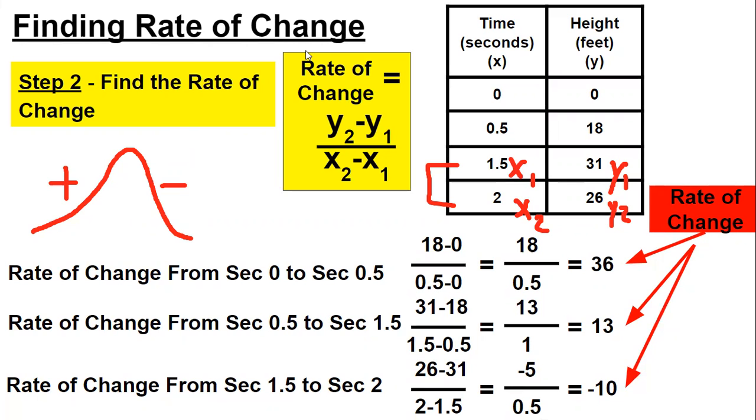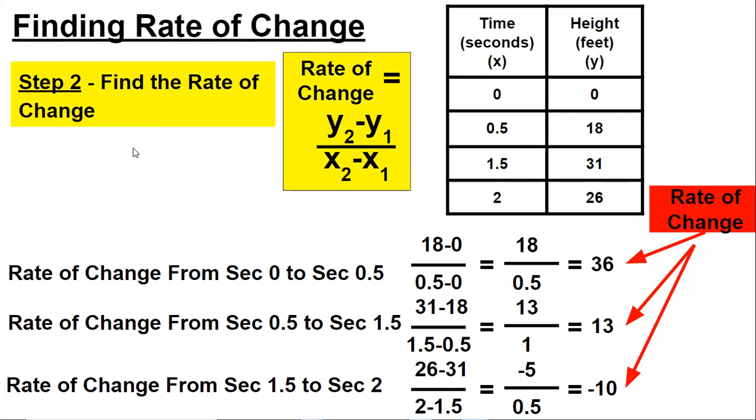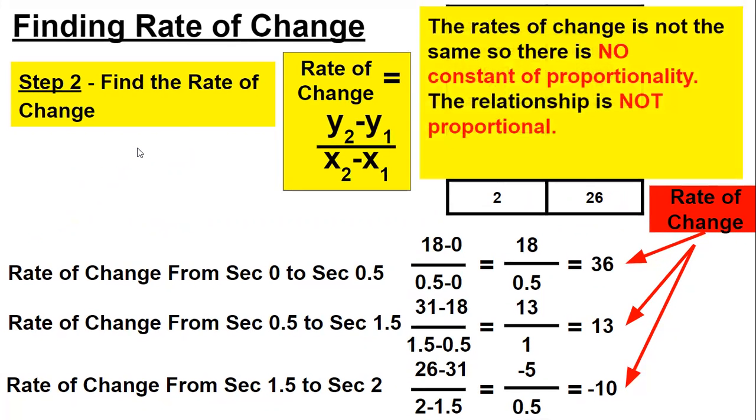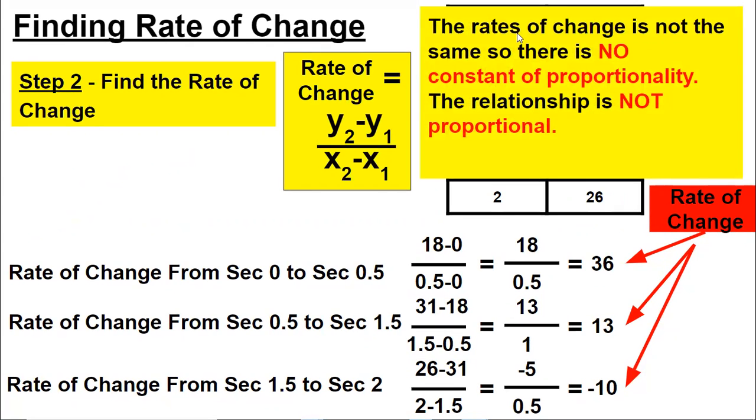Now notice that our rate of change is not the same. So the rates of change are not the same. So there is no constant of proportionality. The relationship is not proportional. It is not a line. We just drew it, right? I just erased it, but we just drew it. It was like this, right? Something like that. It is not a proportional relationship.